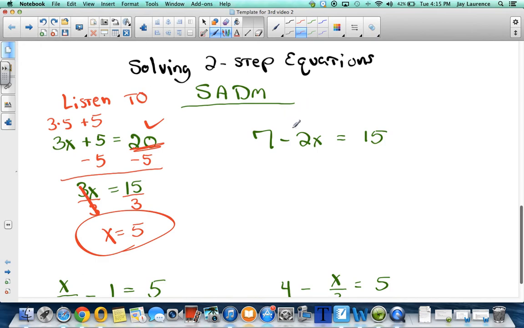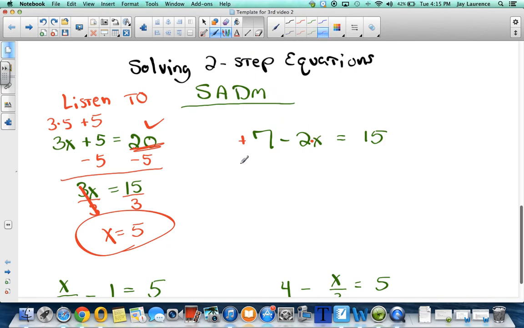Let's try this one. How is the negative 2 attached to x? Well, by multiplication, right? How is the 7 attached? Be careful. This negative belongs to the 2, not to the 7. It's actually attached by addition. Why? Because it's a positive 7. SADMEP tells me to get rid of the addition before I get rid of the multiplication.